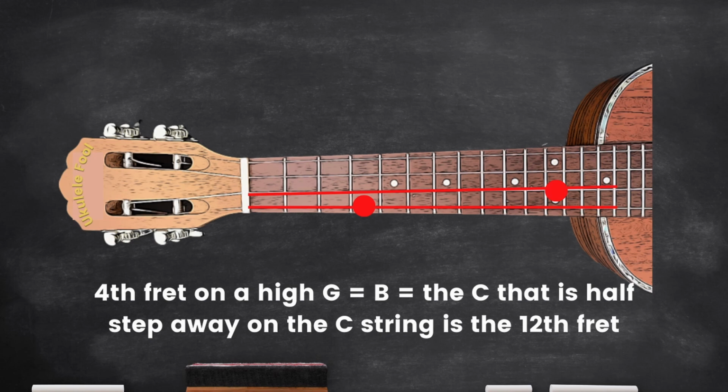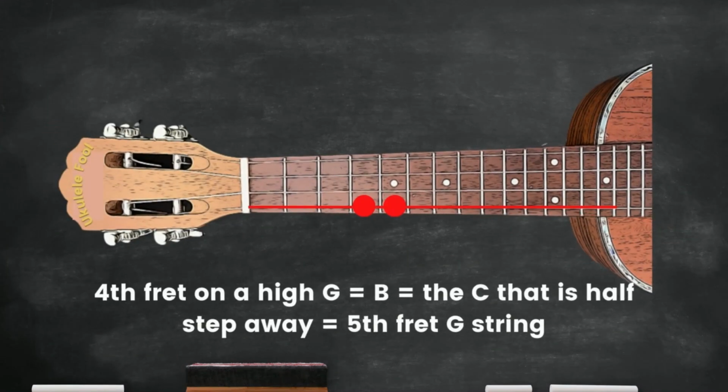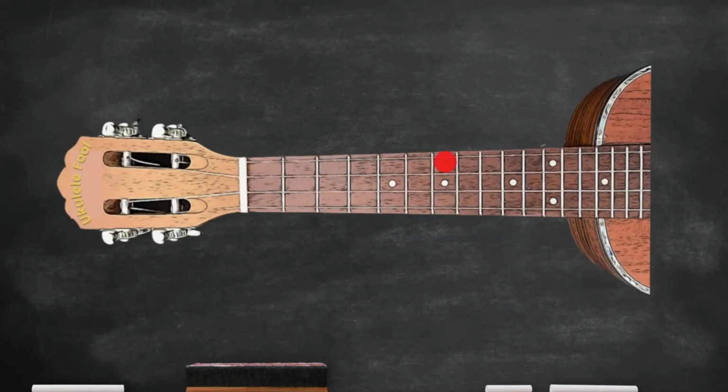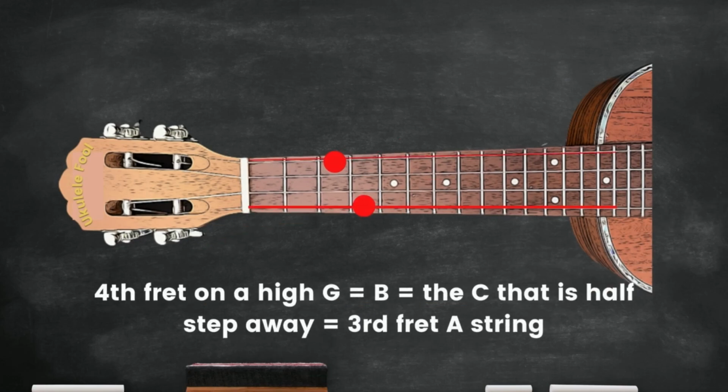So you might as well just stay on the G string and go from the 4th fret to the 5th fret. If you're dead set on changing strings and you've got a high G instrument, you could play the 4th fret on the G string and then go to the 3rd fret of the A string and have a half step. See what I mean about irregularities?